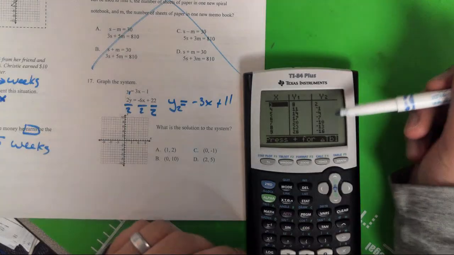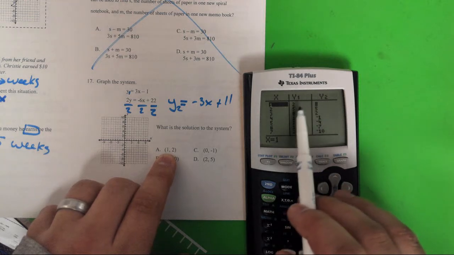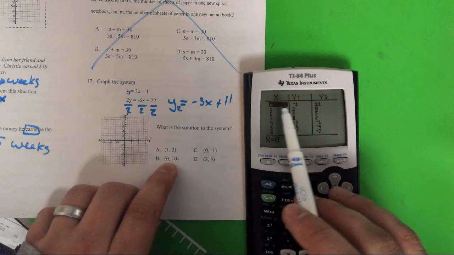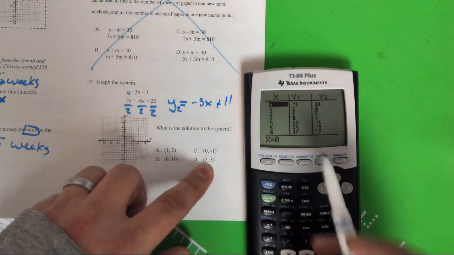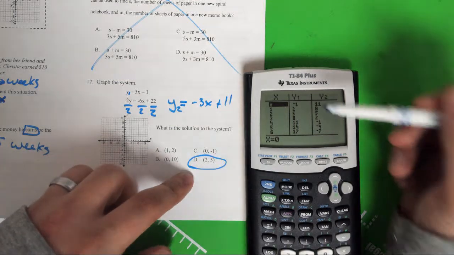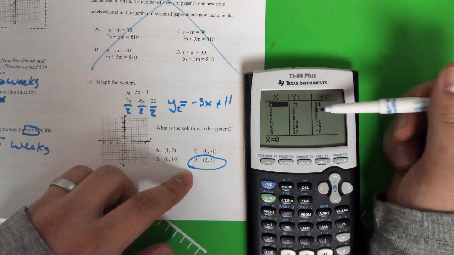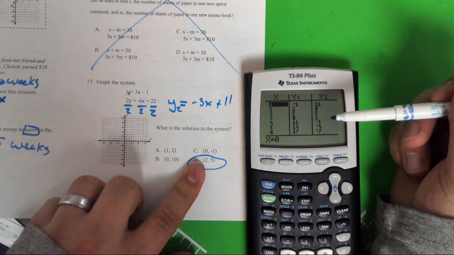Let's see. X is 1. Let's check that one. Nope. Y2 and y1 are not the same. 0. Nope. They're not the same either. But let's look at X is 2. 5 and 5. So 2, 5 is my solution. Right? Where X is 2, they're both 5. So that's our solution, where they both have the same y value. Okay. Good. Moving right along.